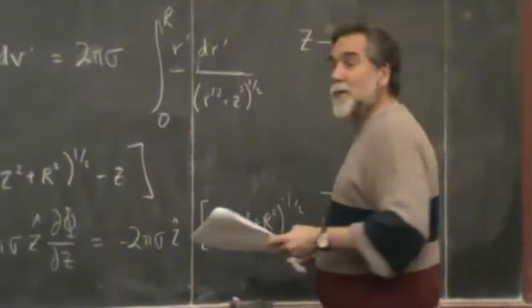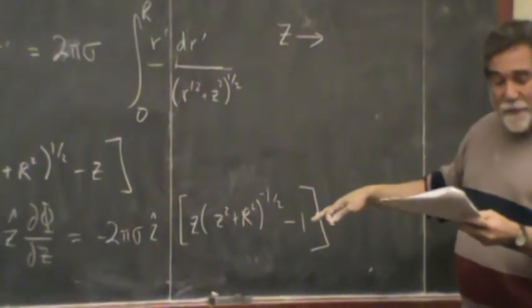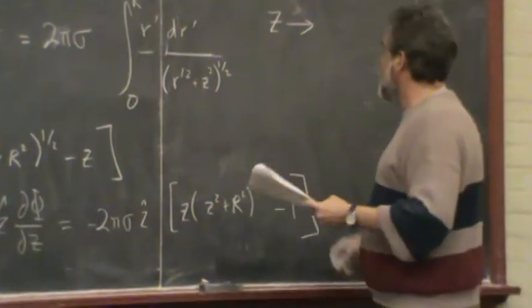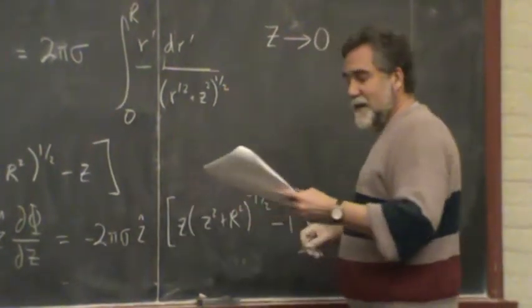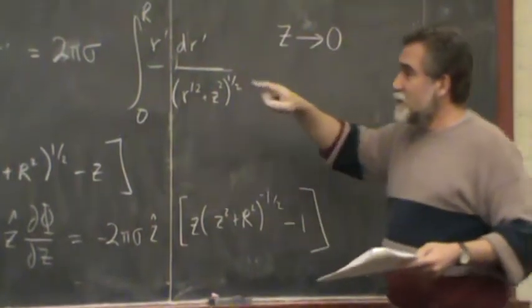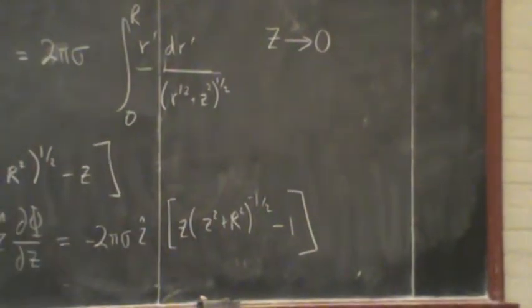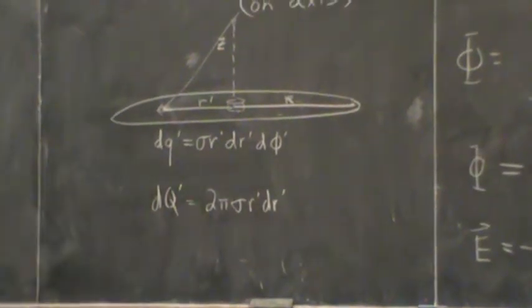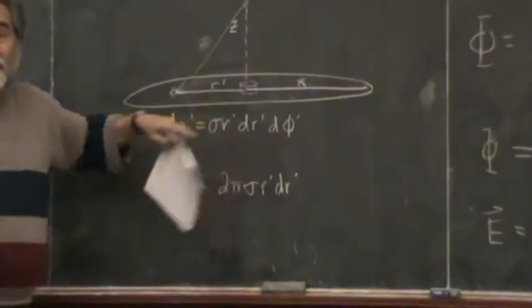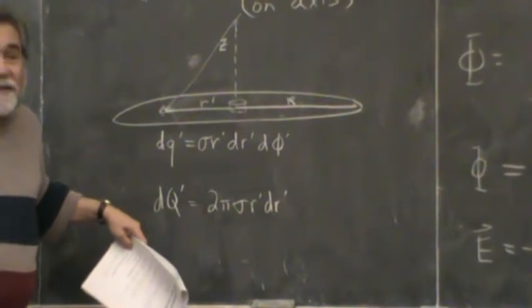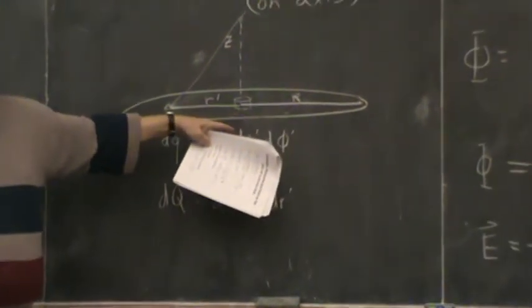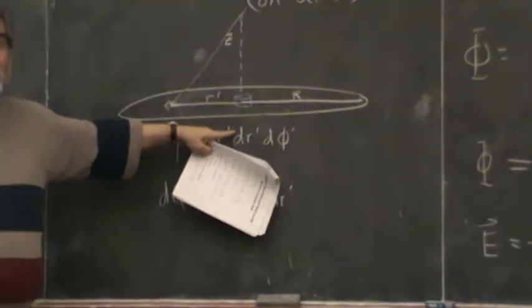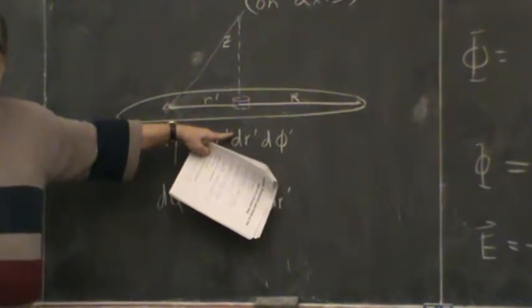We can ask, though, we should always ask, is this reasonable? Is this okay? So we ask as z goes to 0, as we go into the plane of this guy here, then this thing should reduce to the Gauss's law example. When you get really close to a very big charge distribution, we better get something like 2 sigma or whatever the answer came out to be for Gauss's law, all right?